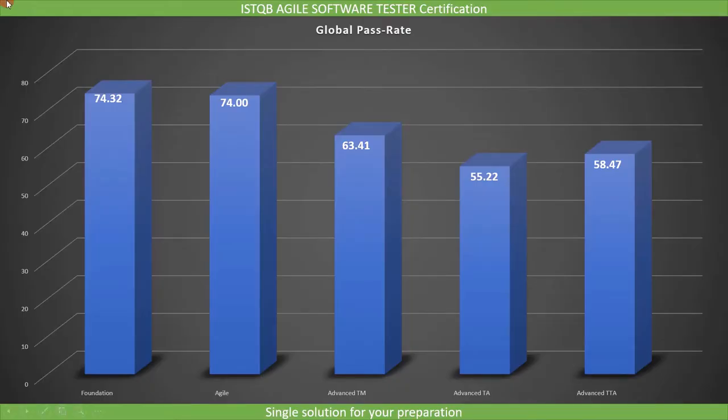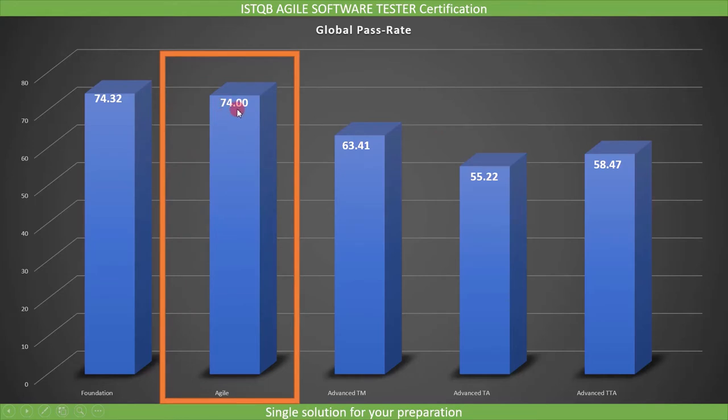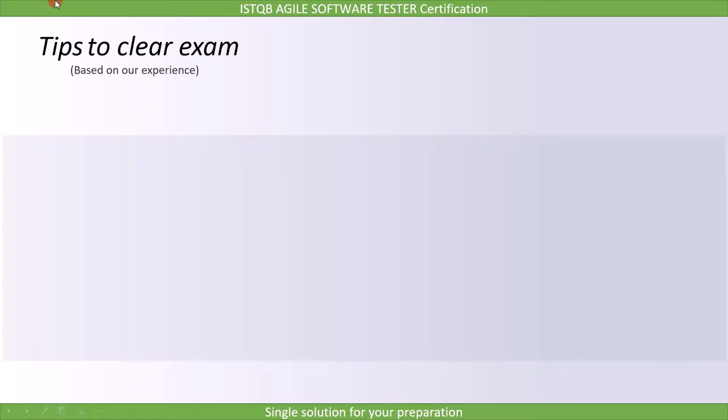This is a success rate graph from the ISTQB official website. You can see that only 74% of the people could clear the ISTQB Agile Level exam in their first attempt. So you must know what approach you should follow to clear the exam. I suggest this approach based on our experience.